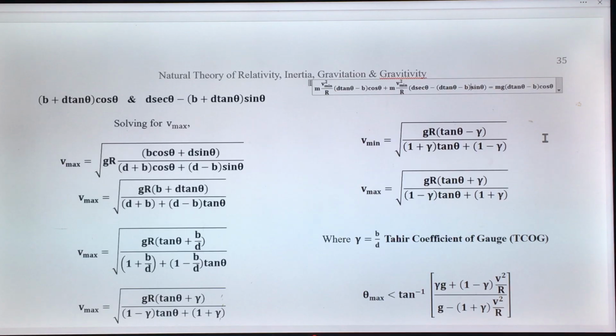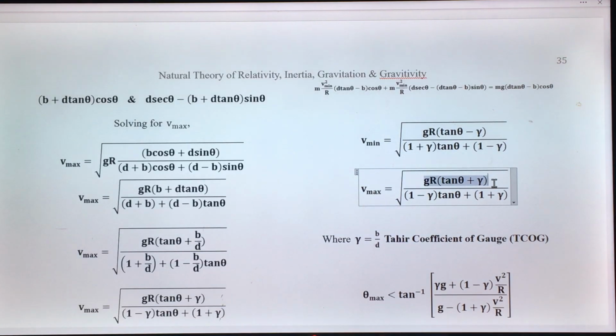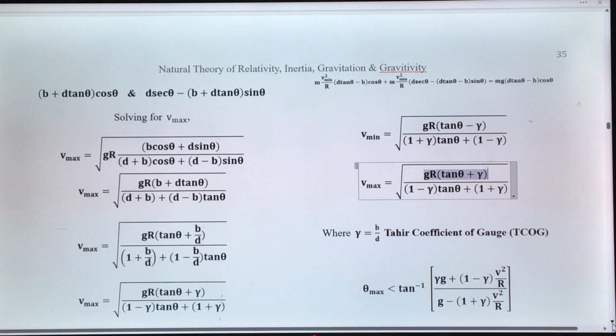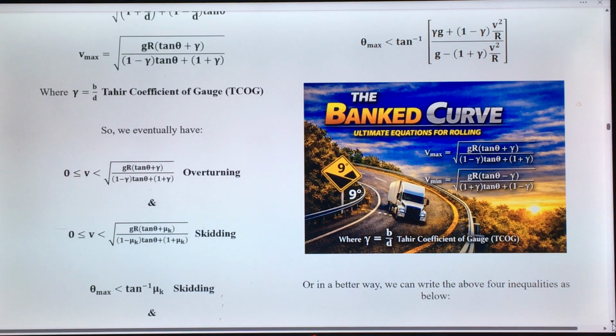Okay, so then we obtain this Vmax. So Vmax is the square root of g r (tan theta plus gamma). And do you see its similarity with the Vmax for skidding? Very similar. Okay, so where gamma is equal to b over d, the Tahir coefficient of gauge, T cog. So theta max is less than tan inverse of the expression involving gamma g plus (1 minus gamma) v squared over r, over g minus (1 plus gamma) v squared over r.